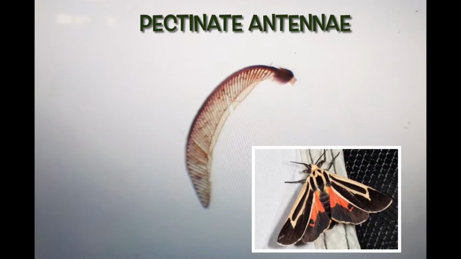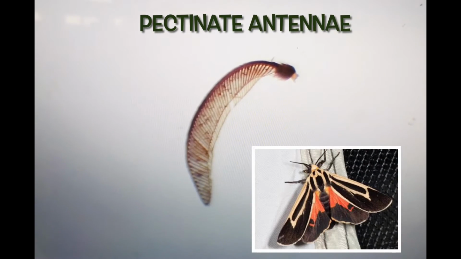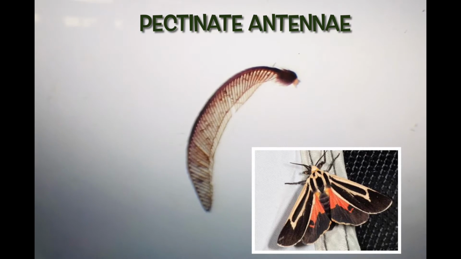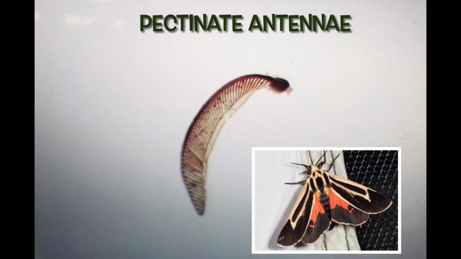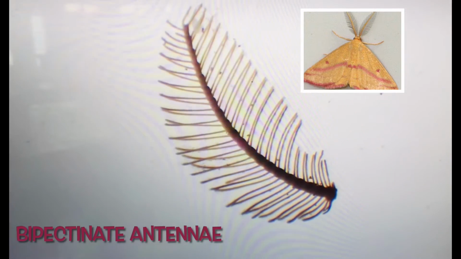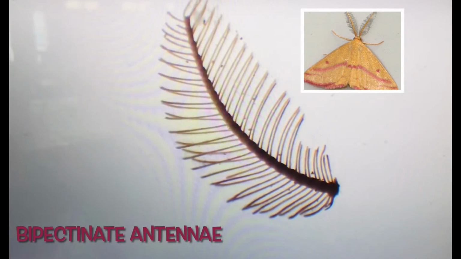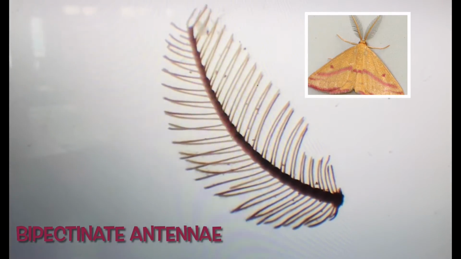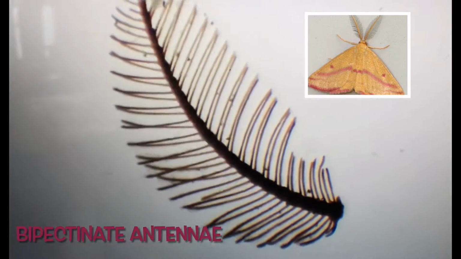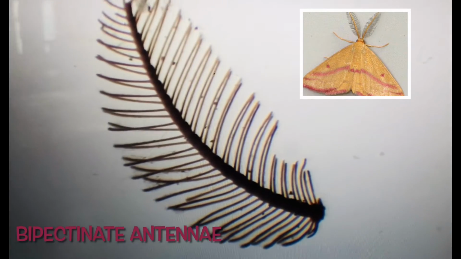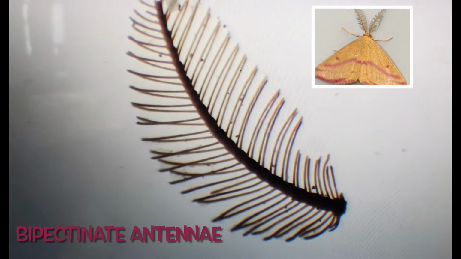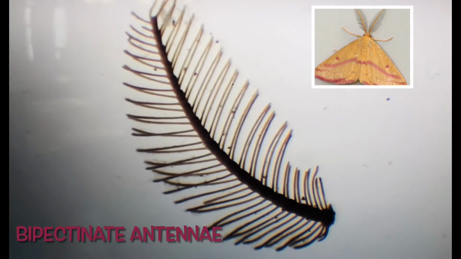This is pectinate type of antennae present in female arctiid moth. Here you have lateral processes on one side of the antennae giving a comb-like appearance. Then bipectinate, or double comb-like, you can see in male silk moth, where the lateral processes are present on both the sides giving a double comb-like appearance. Here you can see clearly the double comb appearance, that is bipectinate type of antennae.